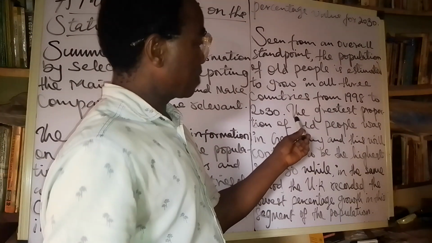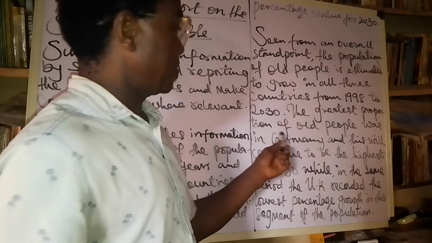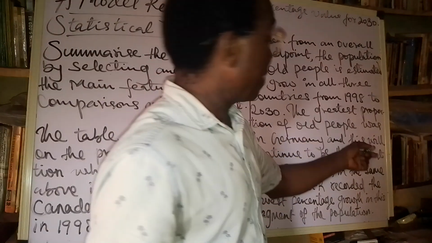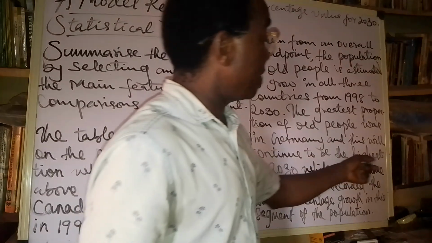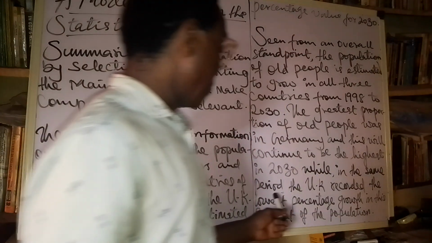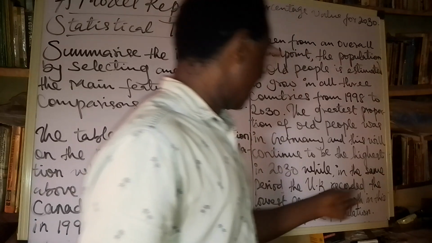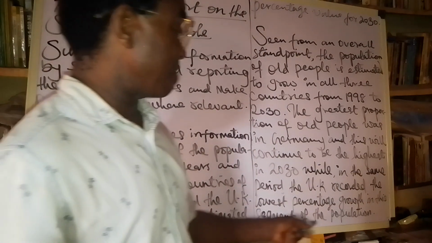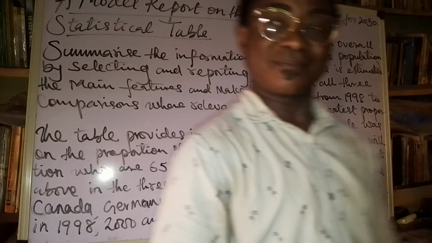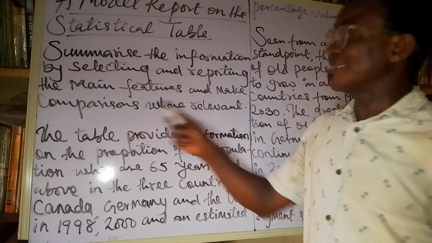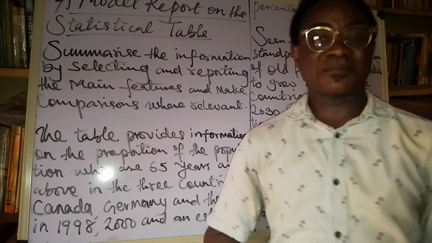Then it continues. The greatest proportion of old people was in Germany, and this will continue to be the highest in 2030, while in the same period, the UK recorded the lowest percentage growth in this segment of the population. Now, this is a comparison. It says, make comparisons where relevant.